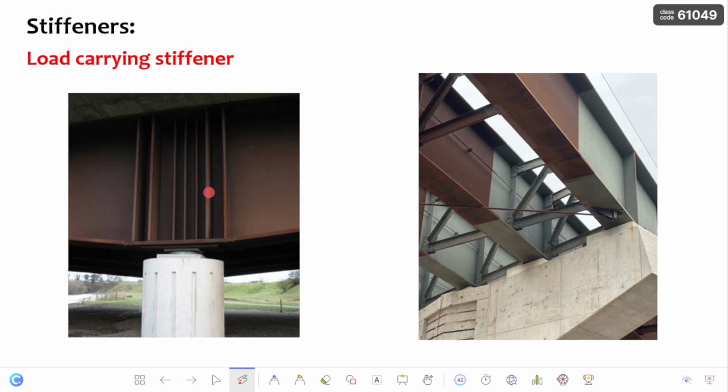That is because at the support location, the web has to take the bearing action and also resist the total reaction. So at that location, the stiffeners which we provide have to serve the purpose of bearing, and the extra load which the web can't resist also has to be taken by the stiffener. So at those locations, this stiffener may serve the purpose of both load carrying stiffener and bearing stiffener.